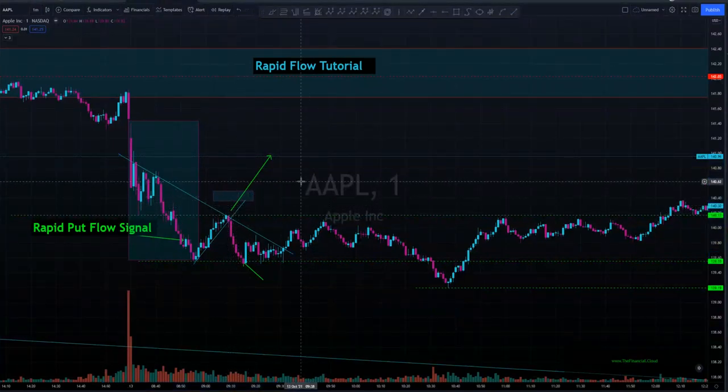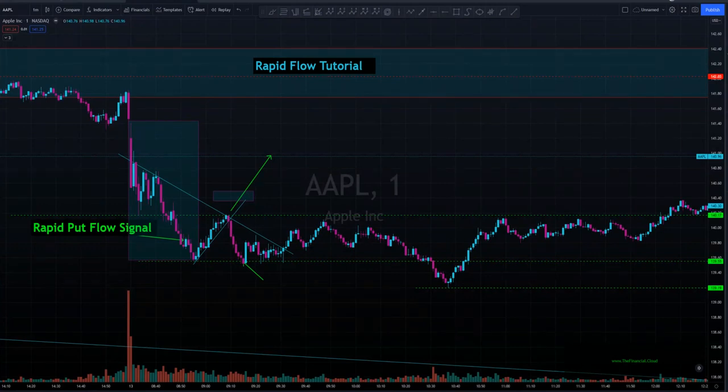Hopefully this gives you a little idea of what we're doing with the rapid flow alerts and how to play them successfully and make money off of them every day of the week, with a high win rate, high consistency, and high profitability. These are ones you definitely want to pay attention to and trade if you can and you have the time to pay attention to the chart.